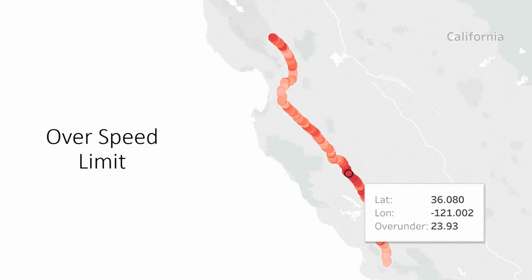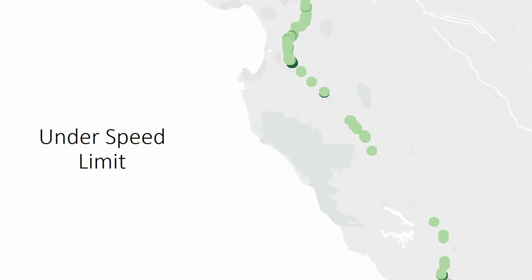This is a map of all the data points where I was traveling at a speed higher than 65 miles per hour. The darker the color of the dot, the faster I was driving. When you hover over a point on the map, you can see the latitude, longitude, and the amount above the speed limit I was traveling. In this example point, the over-under value is 23.93, meaning I was traveling at 88.93 miles per hour.